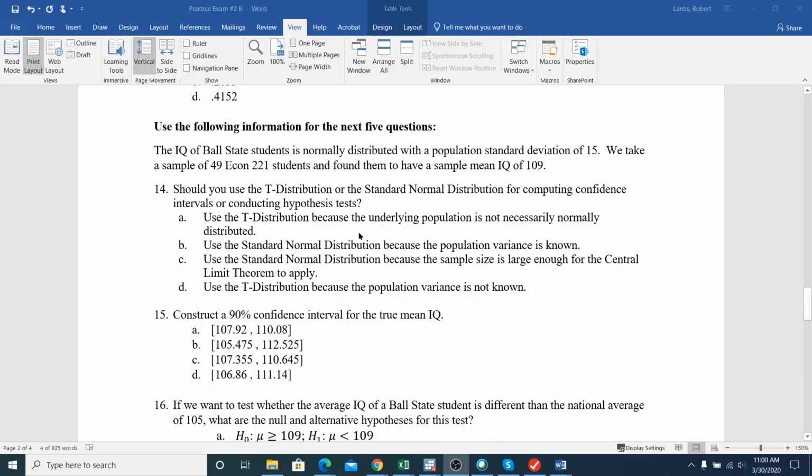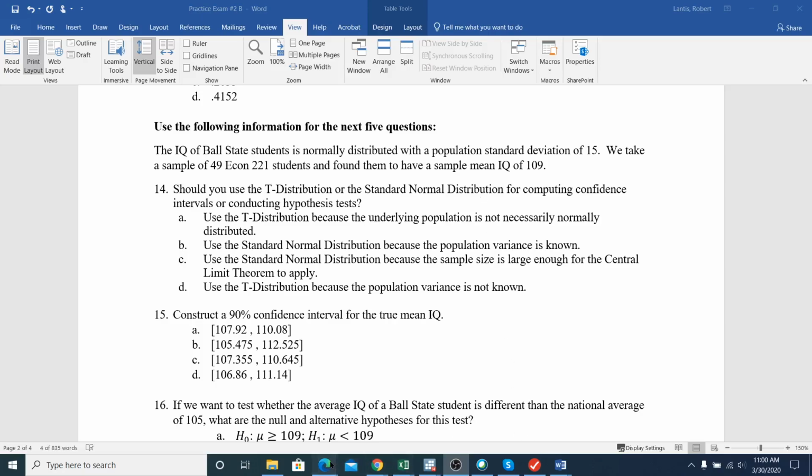So let's instead say we had an example where it just needs practice a few more times. Okay. So you've got IQ, it's normally distributed. You have a population standard deviation of 15. You take a sample of 49 students, and you find a sample mean IQ of 109. So you somehow have this known population standard deviation. You've got a sample mean, right? Should I use the standard normal or student t?